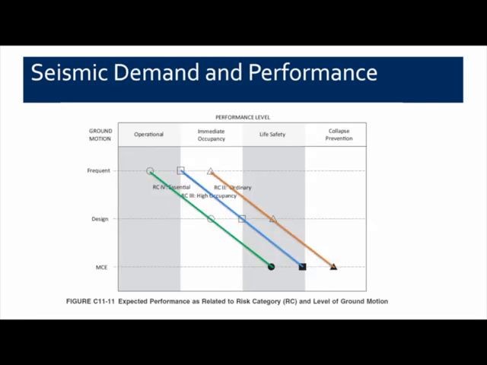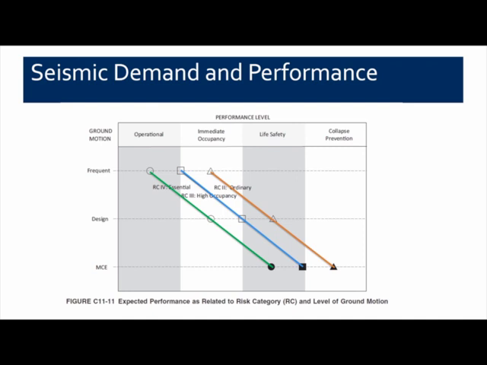Now, when we combine the structural performance level with the ground motion, we can do so in a matrix such as this, where we have an orange line representing what we call a typical building or a risk category 2 building. For a frequent earthquake, we'd expect immediate occupancy type of performance. If you got to a larger earthquake, which is a design level event, we'd expect life safety performance. But if it experienced the maximum credible or capable earthquake, the MCE, we would want that building to have collapse prevention performance.